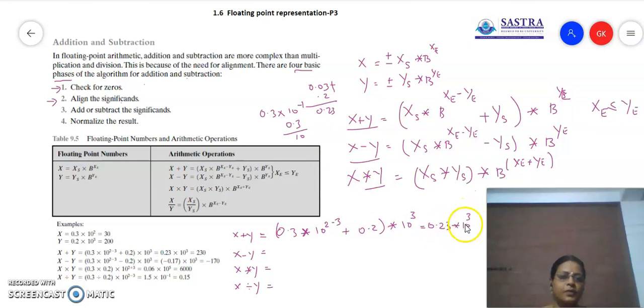So what is 0.23 into 10 power 3? So you'll be getting 2, 3, then followed with 3 zeros. Okay, and then you have to fix the point after 2 digits. So this is 230. So you'll be getting the answer is 230.